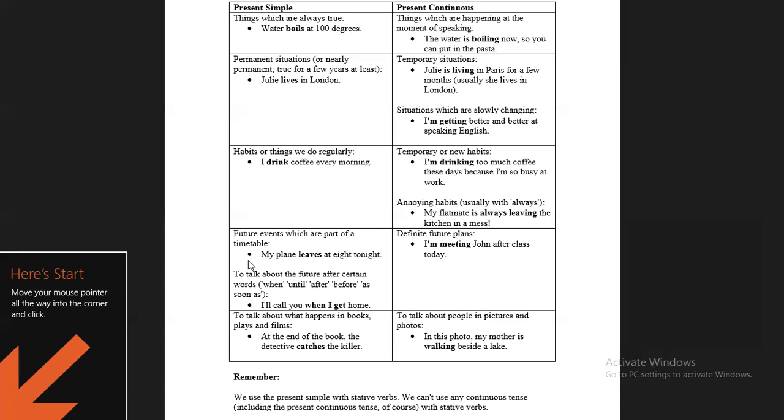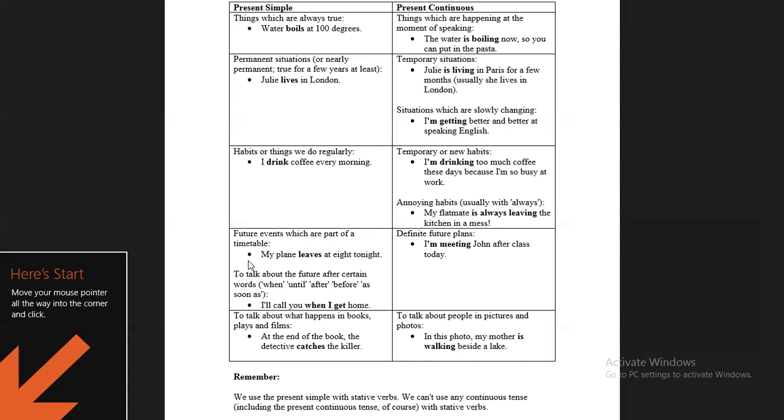We use the present simple with permanent situations. Permanent means not temporary. Permanent means for a long time or nearly permanent, true for a few years at least. So let's read this example. Julie lives in London. So I understand by this sentence that Julie lives in London now and in the future, at least for the coming few years. So that's her place of residence. She lives in it all the time.